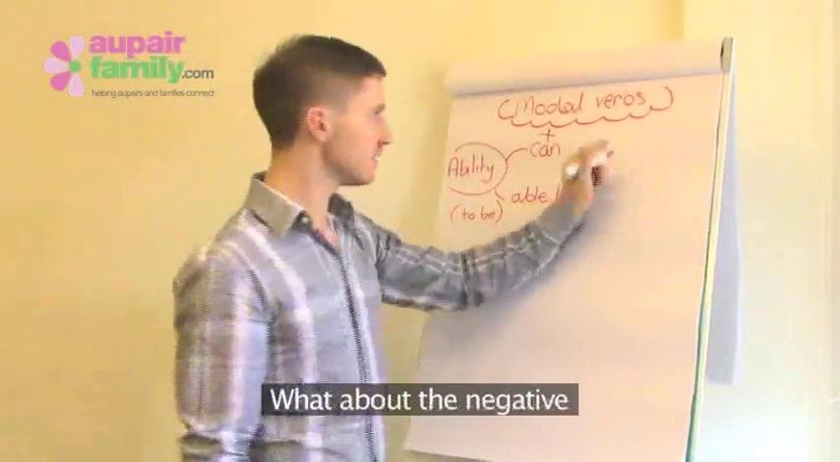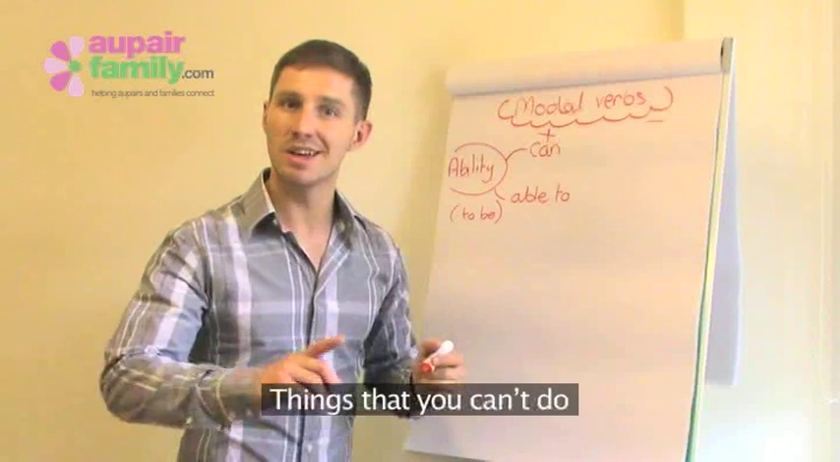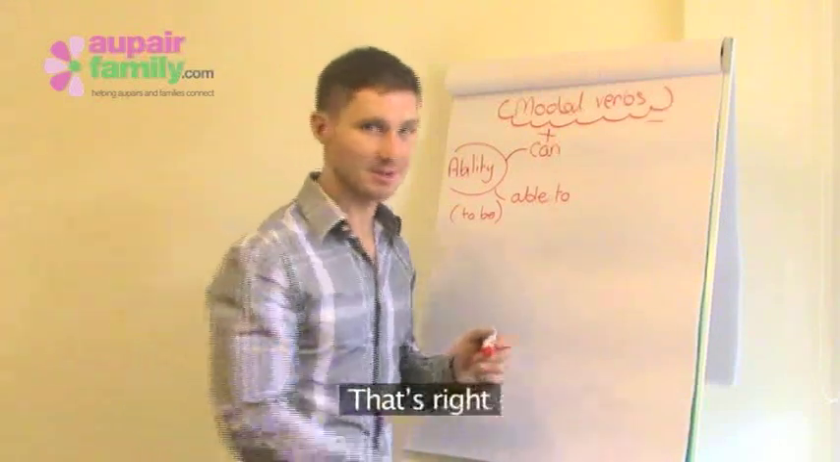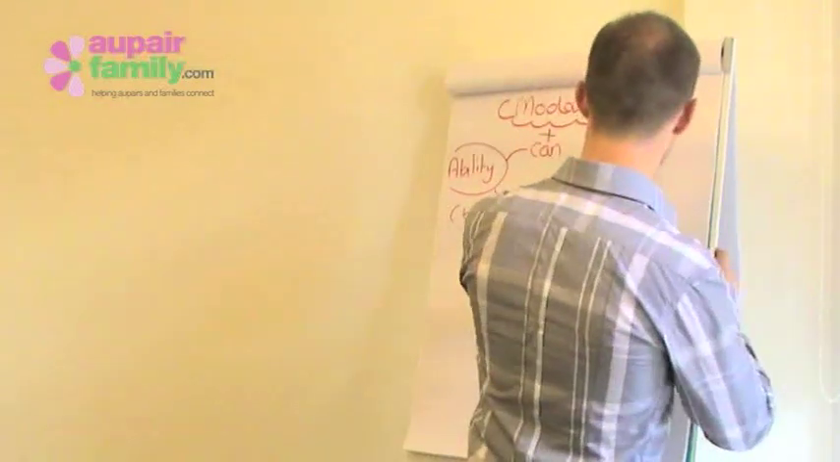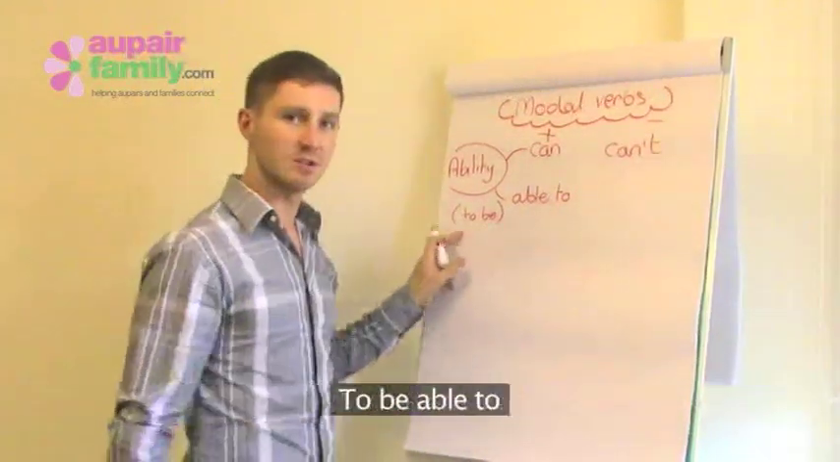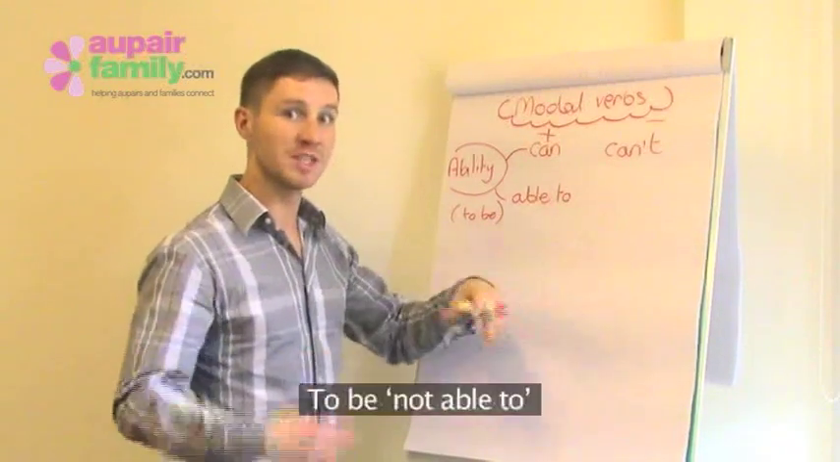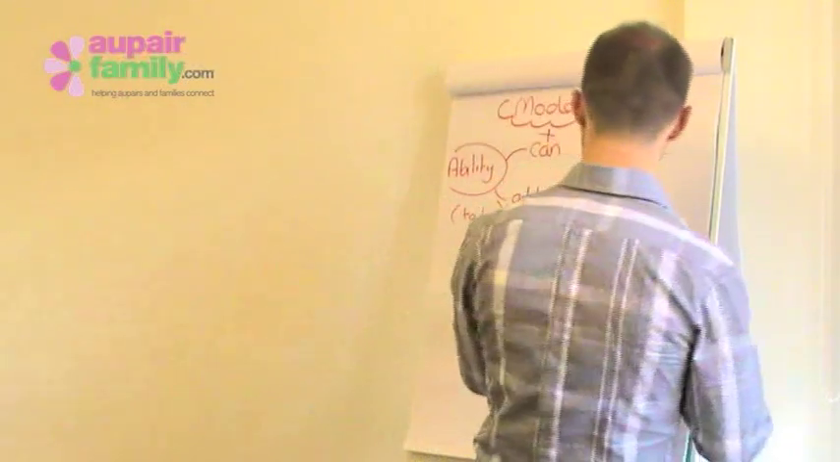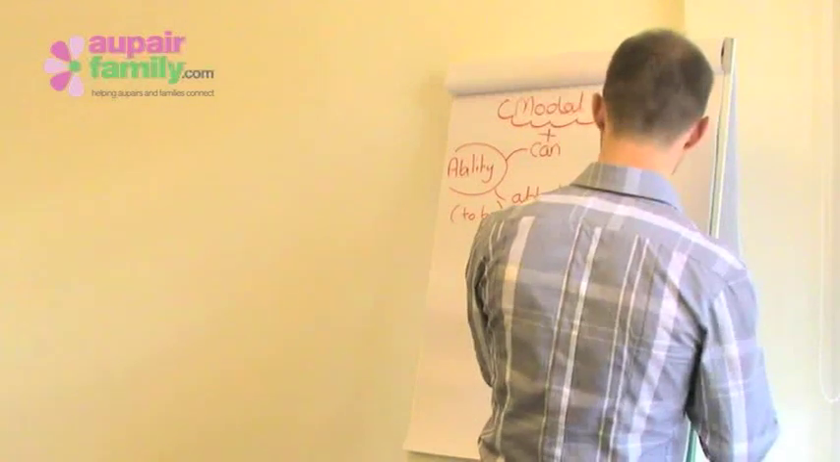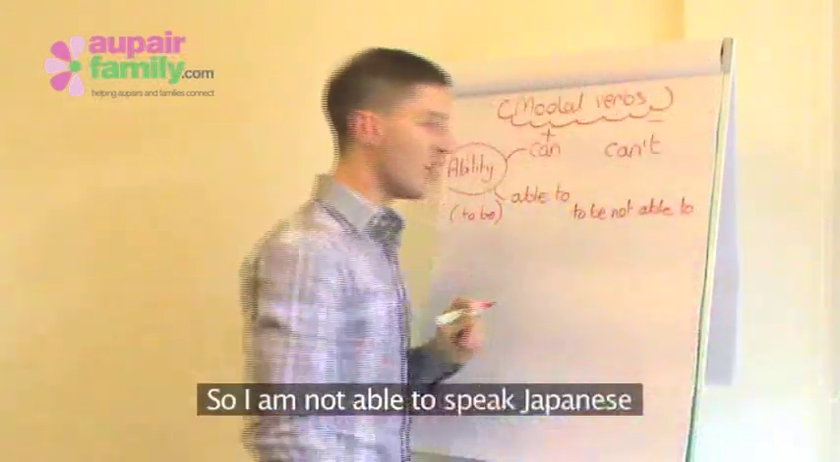What about the negative? Do you know the negative of these verbs? Things that you can't do. That's right. And what about the negative of this? To be able to. The negative? To be not able to.